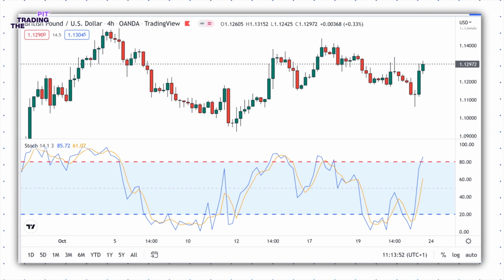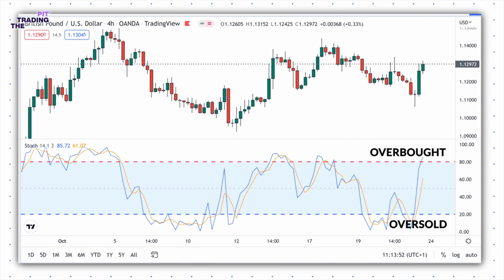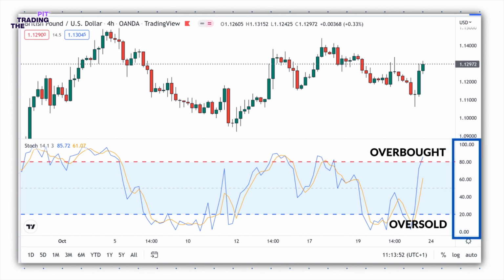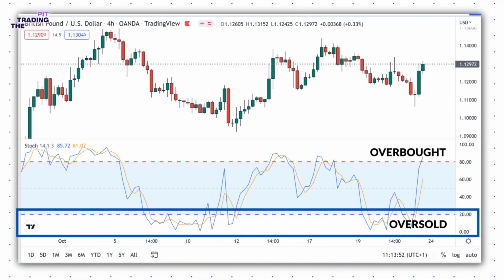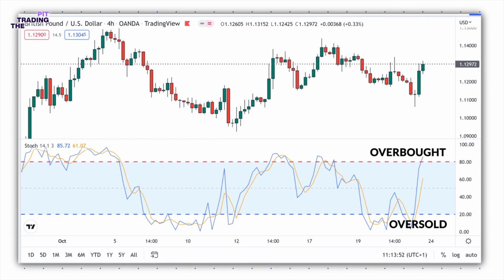The stochastic technical indicator tells us when the market is overbought or oversold. The stochastic is scaled from 0 to 100. When the stochastic lines are above 80, the red dotted line in the chart here, then it means the market is overbought. When the stochastic lines are below 20, the blue dotted line, then it means that the market is possibly oversold. Simple rule, we buy when the market is oversold and we sell when the market is possibly overbought.